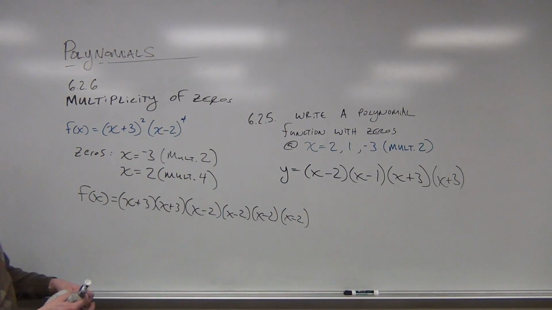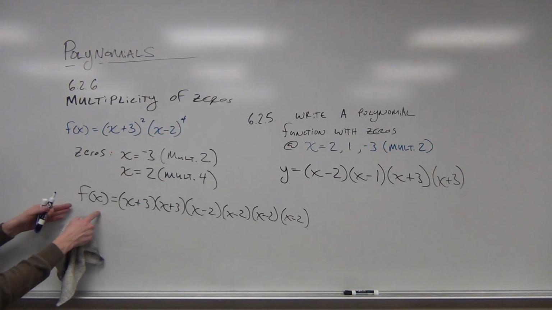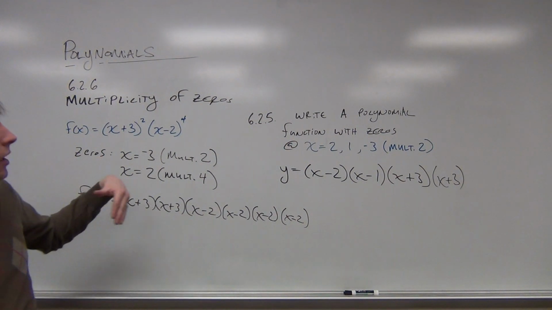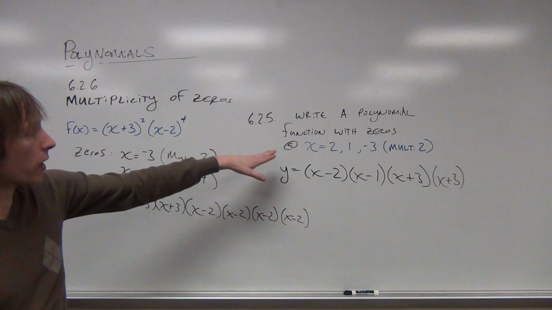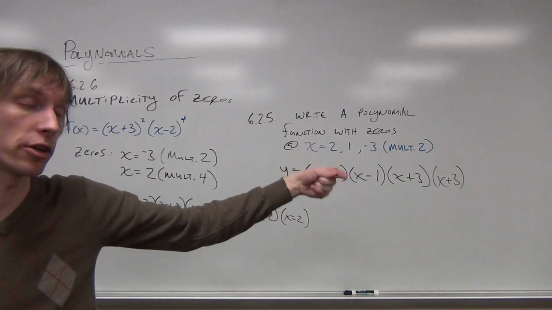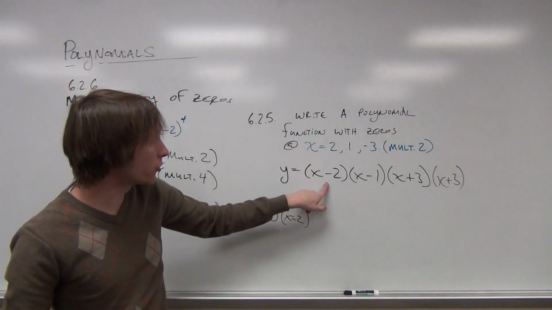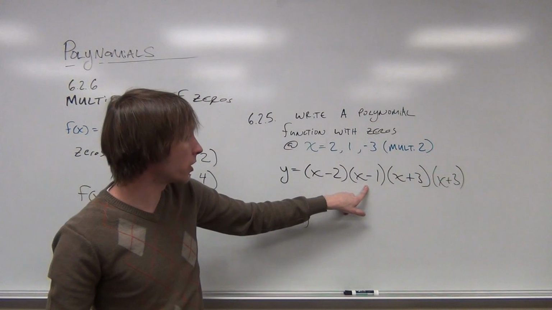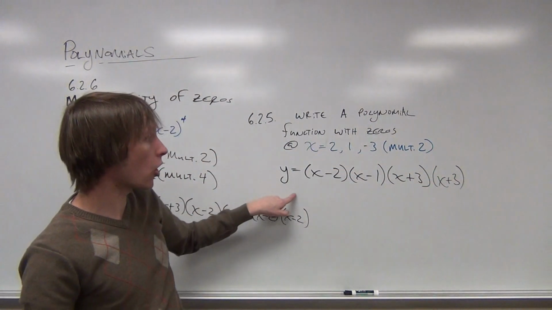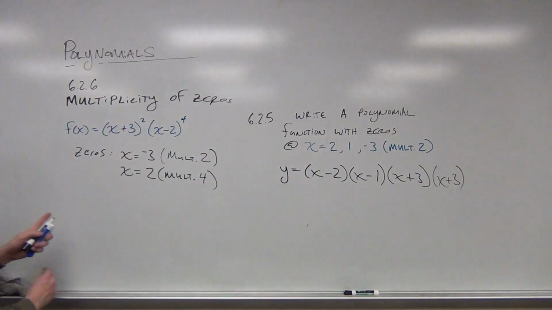Now, to extend example 625, and this is what I'm getting at with writing this out in this way right here. If I look back at that last example where x was equal to 2, 1, and negative 3, but I added a multiplicity of 2 on that negative 3, all that means, folks, is that x minus 2, x minus 1, and then x minus negative 3 is listed as a factor twice. So we would have all these things that we would multiply out. And it's not too terribly difficult to do that.